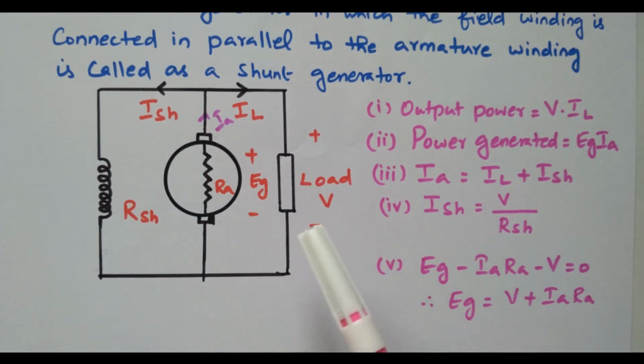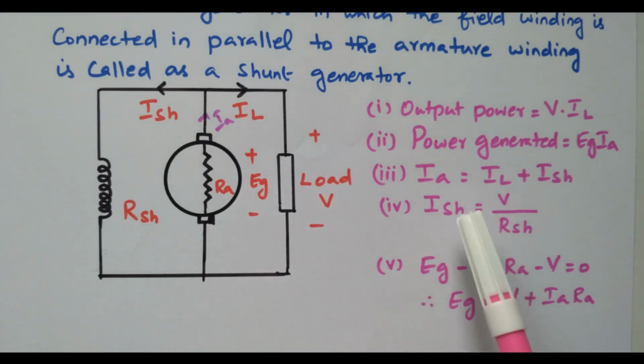We need to explain this clearly. The voltage V is the voltage available in the load terminal. EG is the voltage generated in the armature, right? So both are not equal. From this EG, there is some drop, and the balance will be available as the load terminal voltage, right? So we will see this equation.